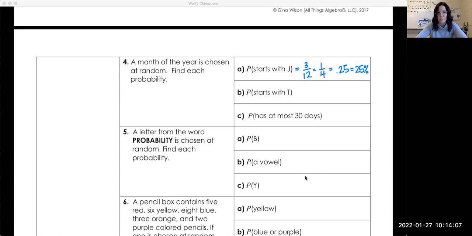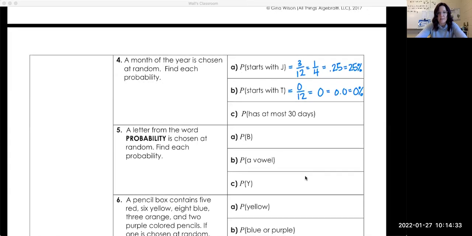What's the probability it starts with a T? January, February, March, April, May, June, July, August, September, October, November, December. None of the months start with T. So that would have 0 out of the 12 outcomes, which means the probability that's going to happen is 0. As a decimal, it's also 0, and it's 0%. A probability of 0 means that something is impossible. There's no way that it can happen.